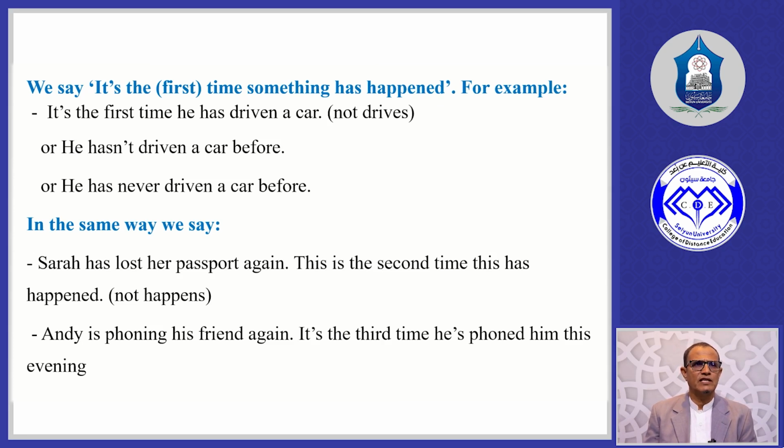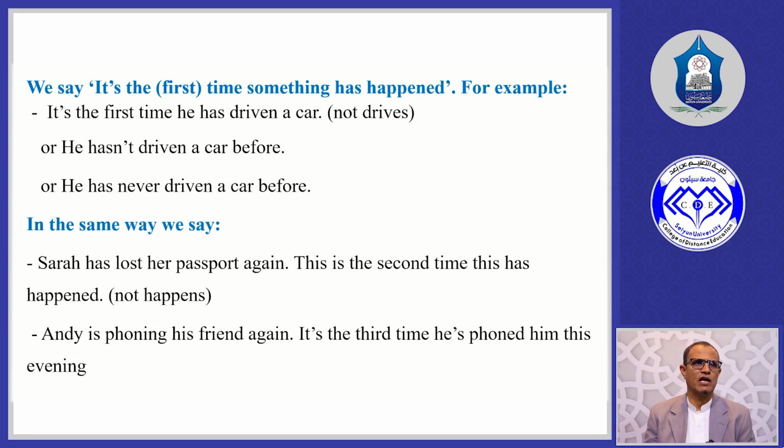In the same way, we can say, for example, Sarah has lost her passport again. This is the second time this has happened. Now we have this: this is the second time. So the first time, the second time, these expressions are all used with the present perfect tense. If you say, for example, this is the second time I have gone to Mukalla, that's the second time I have visited my friend. This is the second time he has visited. So the first time and the second time can be used with the present perfect tense.